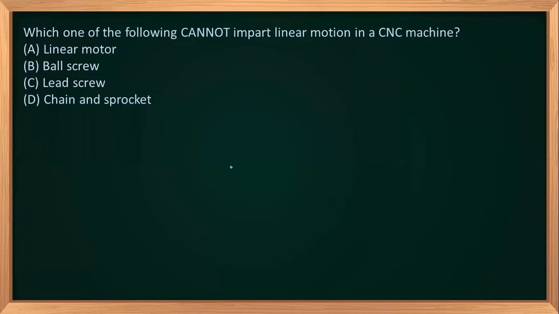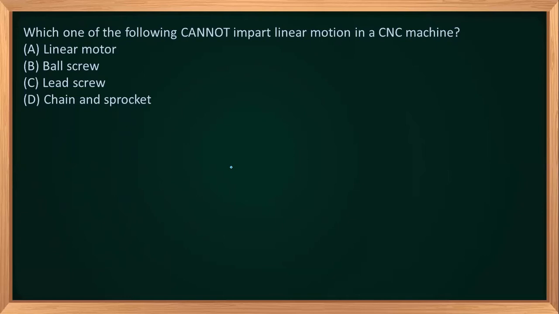Now from CNC: which of the following cannot impart a linear motion in a CNC machine? We know what things can be used for giving a linear motion. A linear motor, of course, we can use. Ball screws, of course, we can use. Ball screws are generally used.